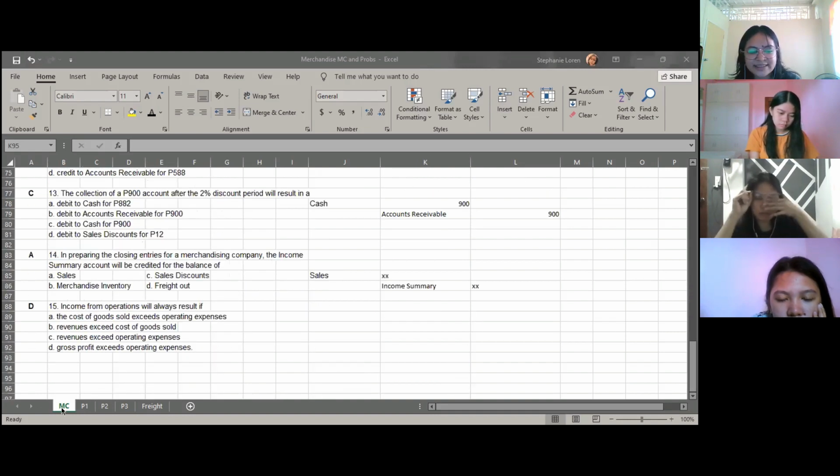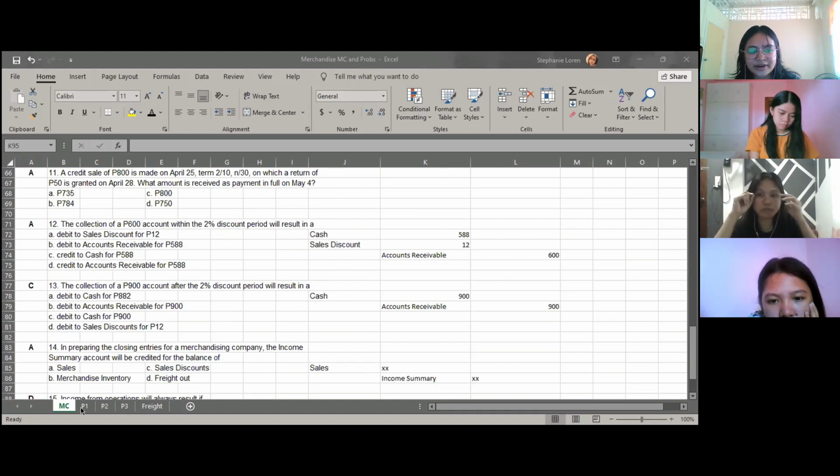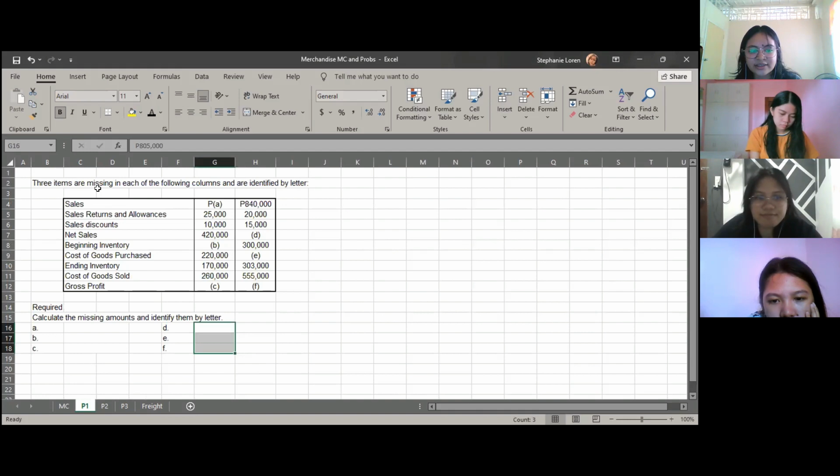And then we have other set of problems here. So, this is in relation naman sa income statement ng isang merchandising business. So for this problem, pwede bang mag-ask ako ng mag-unmute? Dalawa lang kayo dito.